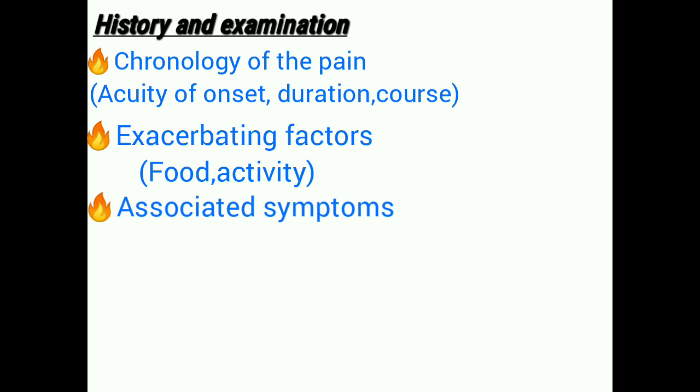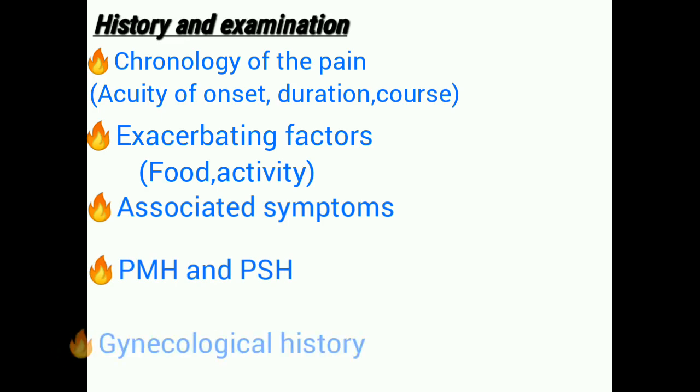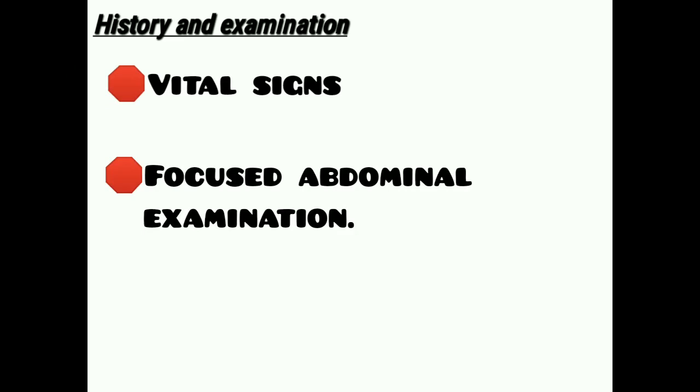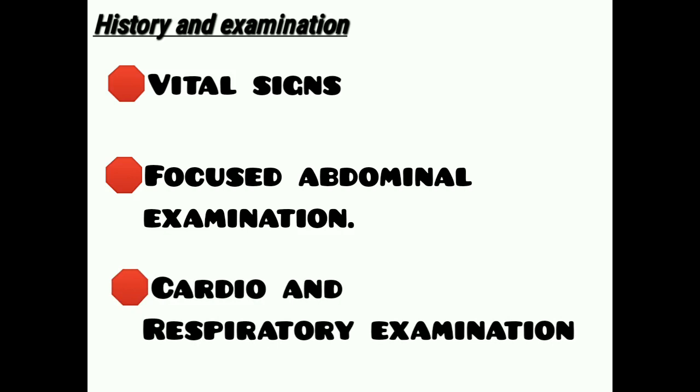We must know the past medical and past surgical history of this patient. If it's a woman, we must take a detailed gynecological history. After we finish the history, we will do a general examination, check the vital signs of the patient, and do a focused abdominal examination. And don't forget to do a cardiopulmonary examination, as epigastric or right hypochondrial pain may be caused by heart pathology like acute coronary syndrome, or by pneumonia.